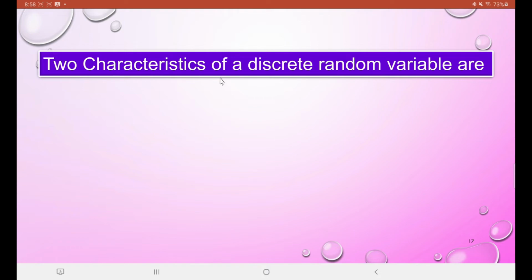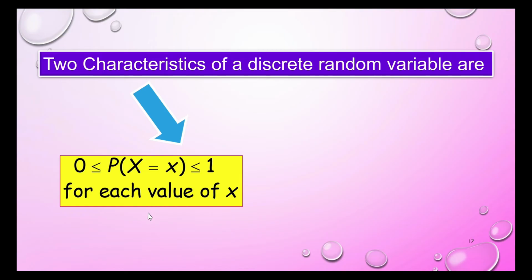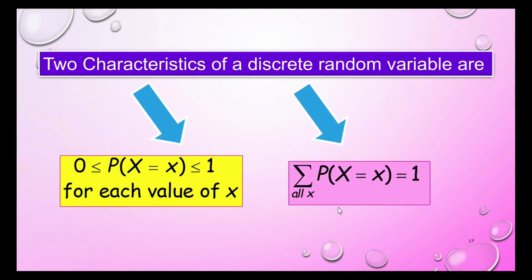Two characteristics of a discrete random variable are: the probability of each value of a discrete random variable is between 0 and 1, and the sum of all the possible probabilities is 1.